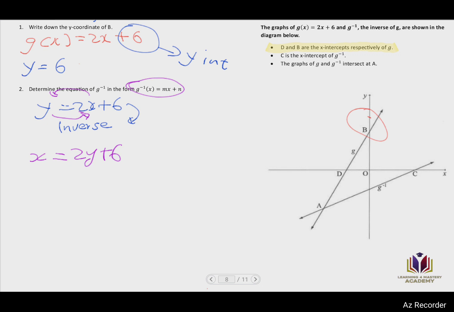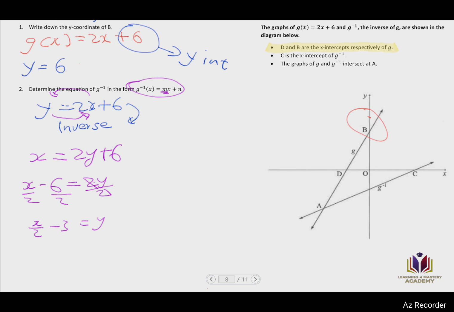So first things first, we're going to transpose the 6 to the other side. We're going to have x minus 6 equals 2y. We divide everything by 2. Then our y, which later we'll change to g negative prime x, is going to be x over 2 minus 3. However, the x over 2, as you saw here, they said write it in the form mx.